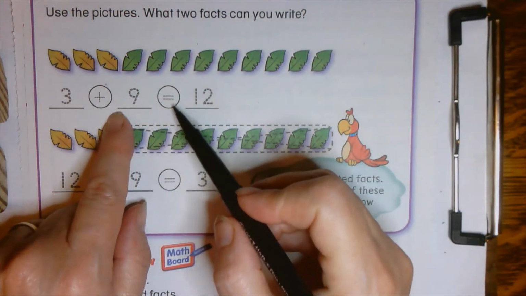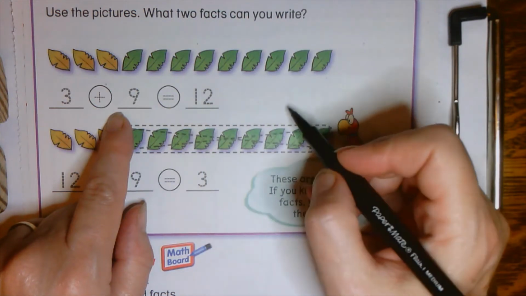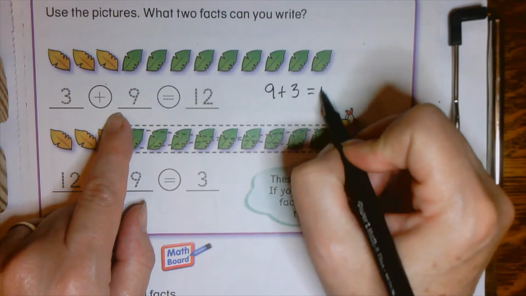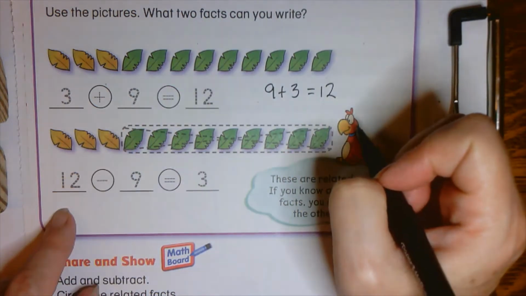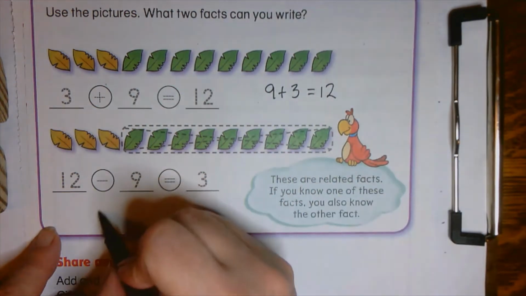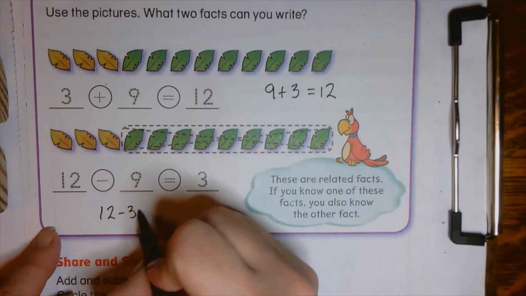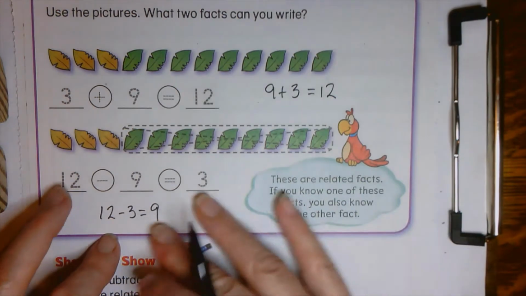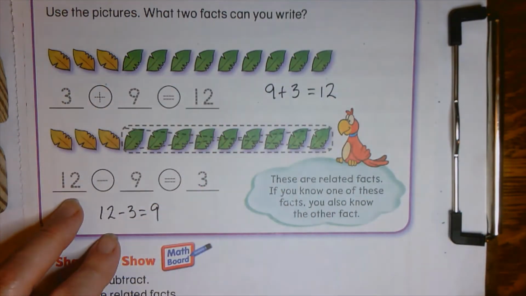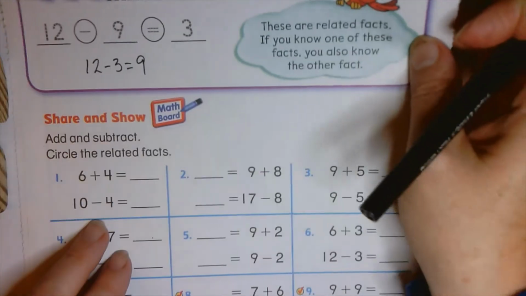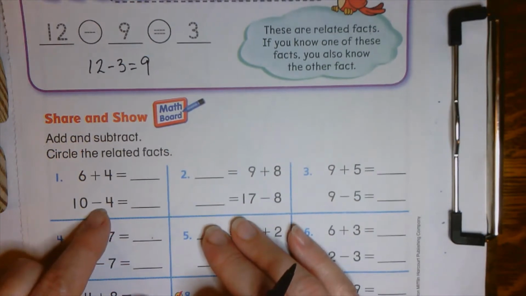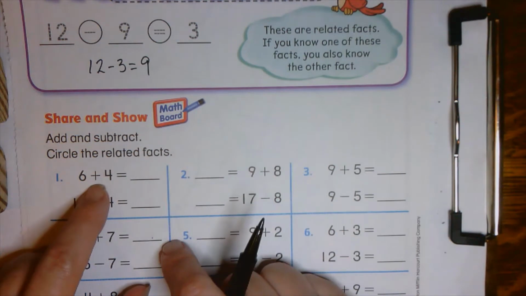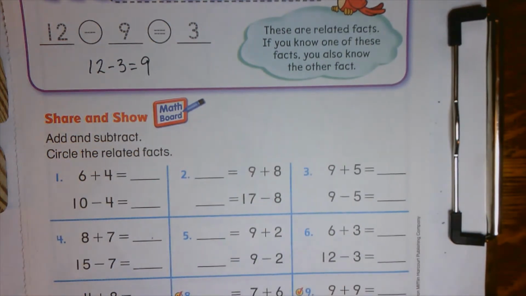What's the other addition fact you know along with this one? If you know 3 plus 9 is 12, then you know 9 plus 3 is 12, right? And if you know 12 minus 9 is 3, then you also know 12 minus 3 is 9. So we're going to use this fact family strategy with some of these here. But what you have to think carefully about is whether or not they are related. So add and subtract, circle the related facts. 6 plus 4. We'll take a look.